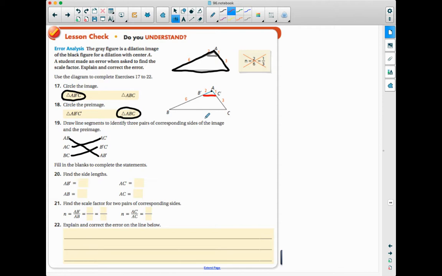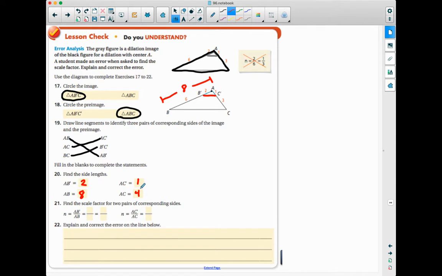Okay. So we're going to find the side length. What's the length of segment AB prime? That's 2. What's the length of segment AB? That's 8, right? This whole thing, 6 plus 2 gives me 8. The length of AC prime, that's 1. And the length of AC, that's 4.